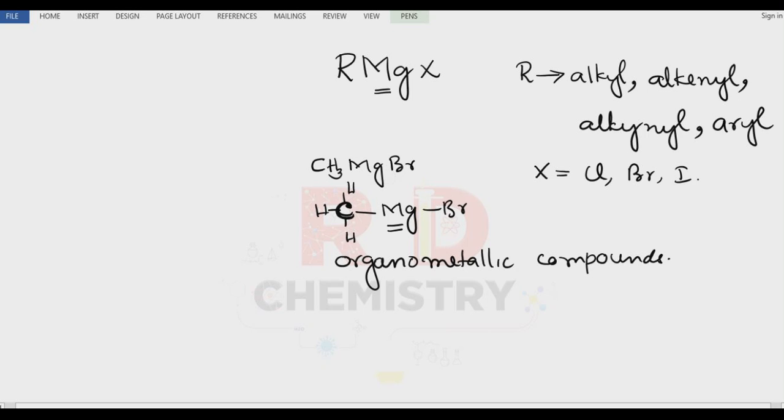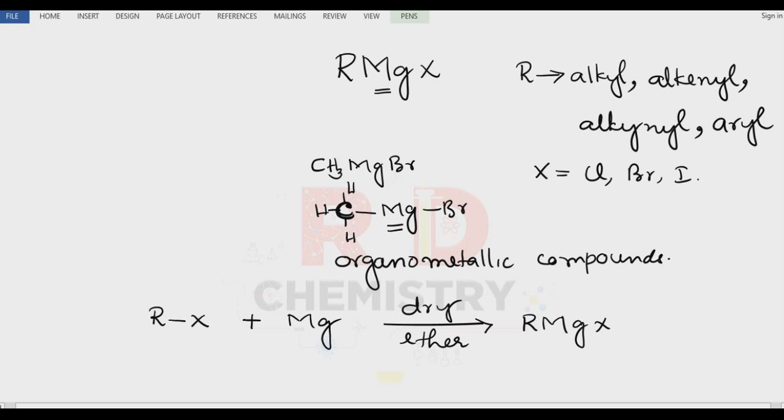For that, we need to take alkyl halide. Let me take, in general, R as alkyl. Alkyl halide is made to react with magnesium metal. Now we require a solvent here, a dry solvent. Generally, we make use of dry ether, to give RMgX. The carbon halogen bond breaks, and magnesium comes in between to give RMgX, called alkyl magnesium halide, which is also called the Grignard reagent.